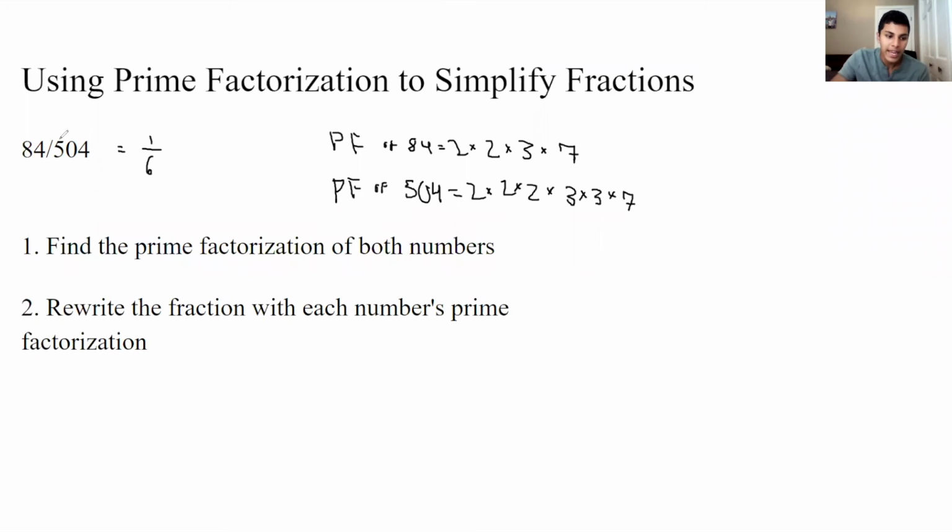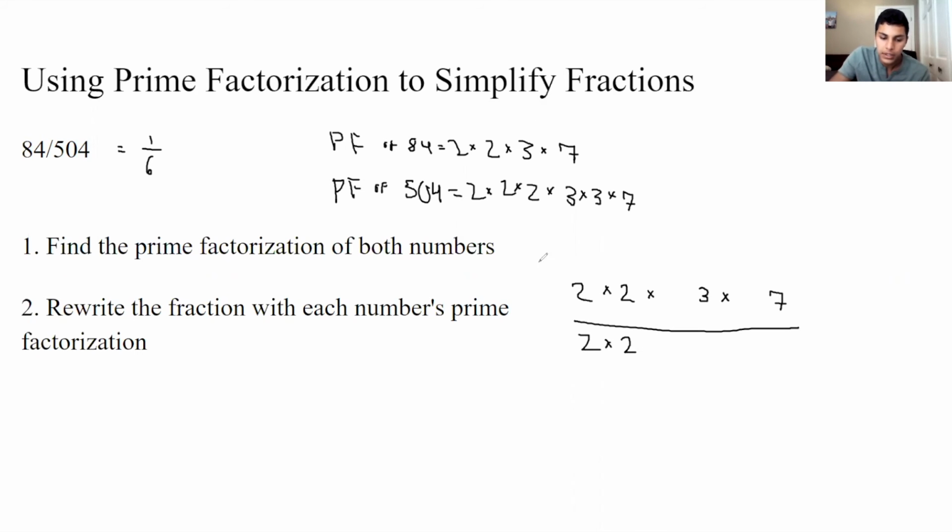So instead of writing 84 over 504, let's write the prime factorizations in the numerator and denominator. So for 84, let's write 2 times 2 times 3, and then times 7. And you'll see why I wrote it with these spaces in a second. It's because I like to line up where the 2's and 3's and 7's and 5's and so on are in the numerator and denominator.